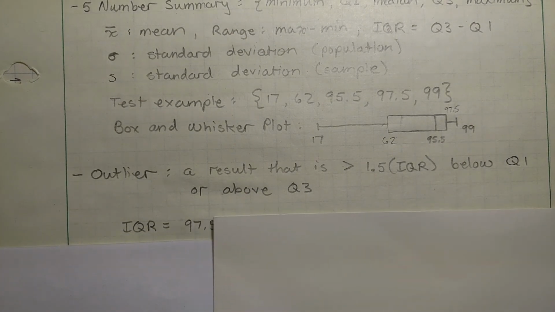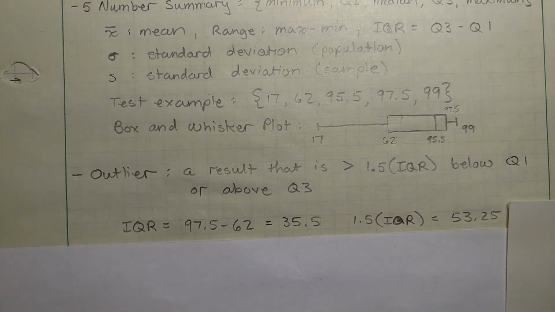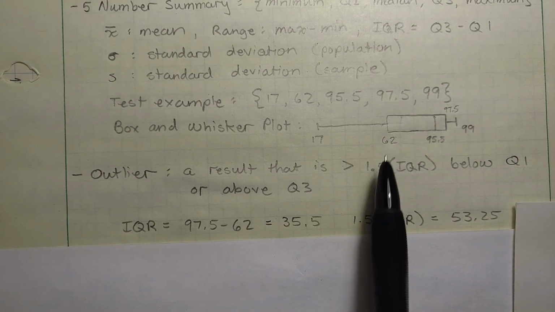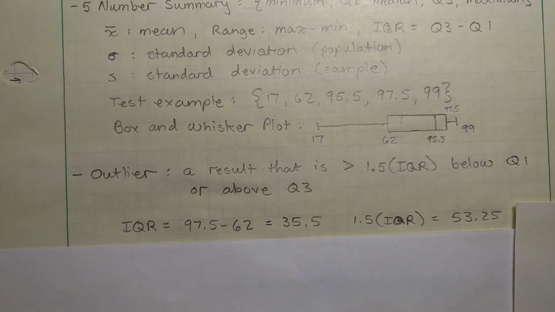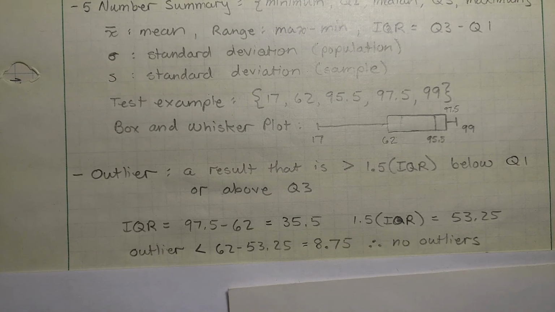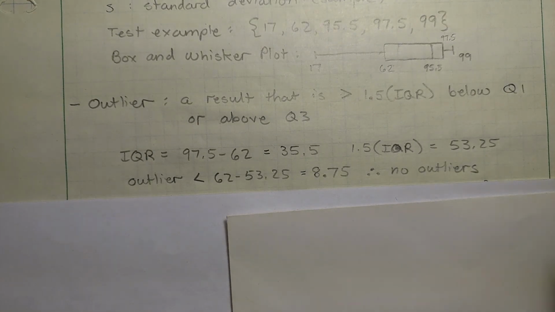So the IQR, in this case, would be 97.5 minus 62, so it would be 35.5. I would multiply 1.5 times that, 53.25. So in order to be an outlier, it would have to be 53.25 less than 62. Obviously, 17 is not, so there are no outliers in this case. If there was a number that was less than 8.75, it would be an outlier. Obviously, there's no room for outliers above.